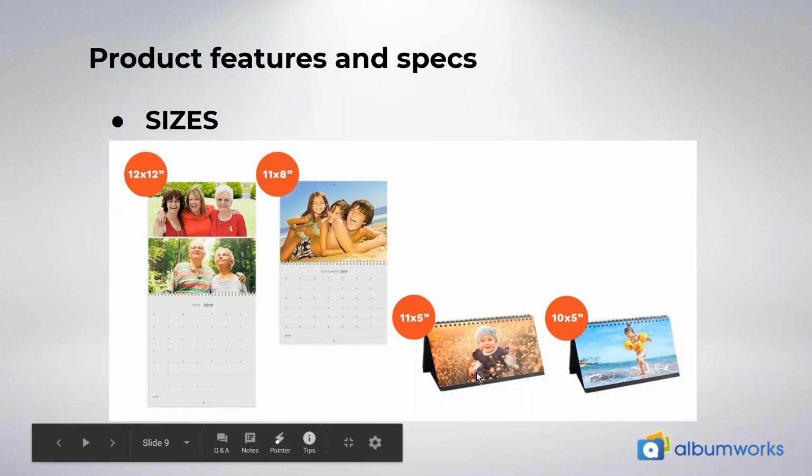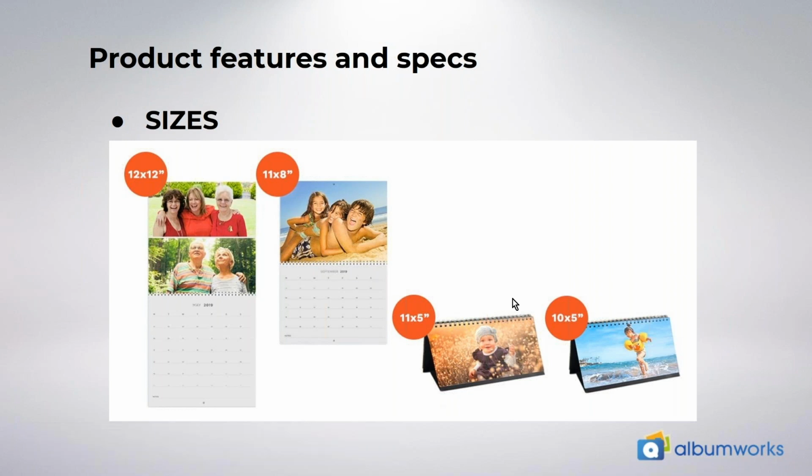Okay, so now let's have a look at the product features and specifications for calendars. So firstly, wall calendars, as I said, come in two sizes, so 11 by 8 inch and 12 by 12 inch. Desk calendars come in two sizes. Yes, they are very similar. So the 11 by 5 inch is for HD printing and the 10 by 5 inch is for SD printing. So knowing what print definition you want will determine which desk calendar size you choose.